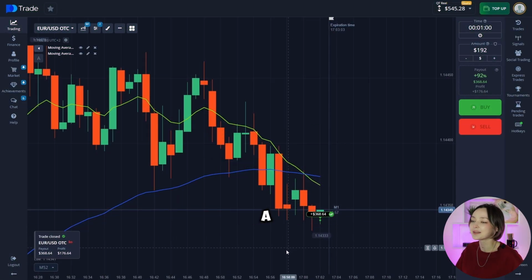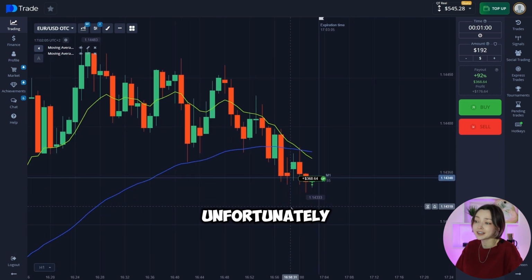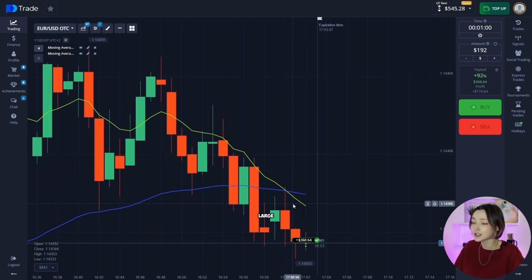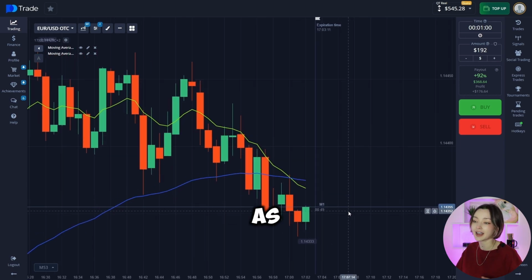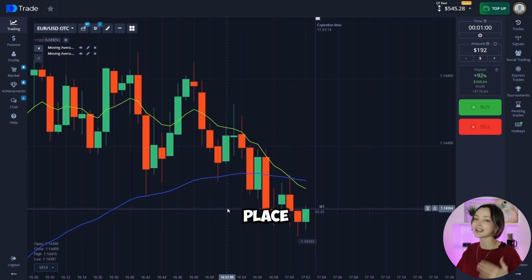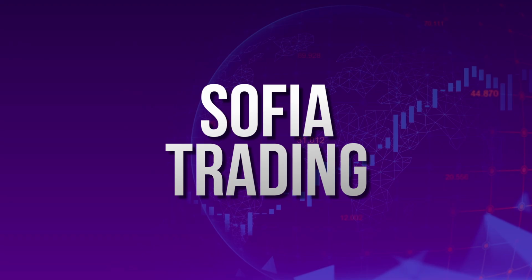The trade closed in a profit just as well. Unfortunately, I did not manage to catch a decently large and impulsive downward movement. Nevertheless, we're done with the situation as the downward movement has taken place and the trade succeeded.